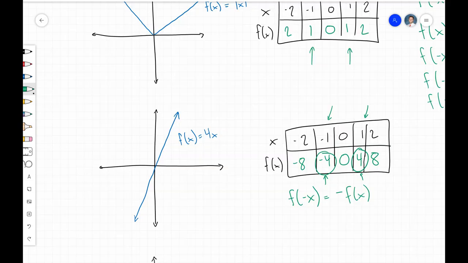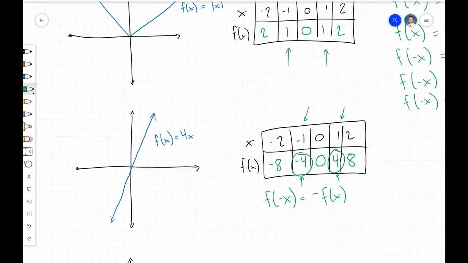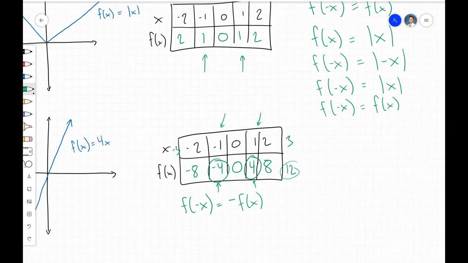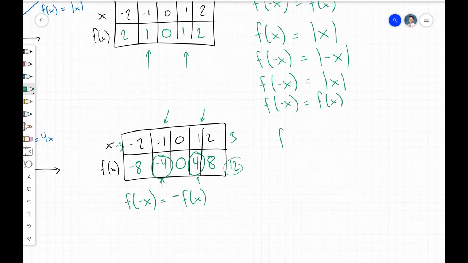So we can see again, if we were to have x is 3, we know that 3 times 4 is 12. So we know that negative 3 as our x value, we would get the opposite of 12, and we would have negative 12. So this is an odd function. And again, we can show this algebraically, because we know that f of negative x should equal negative f of x. That's the definition of an odd function.